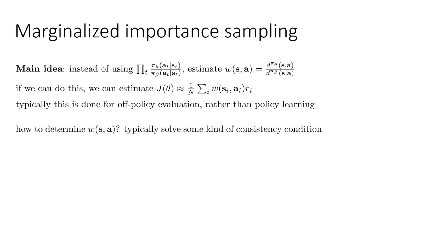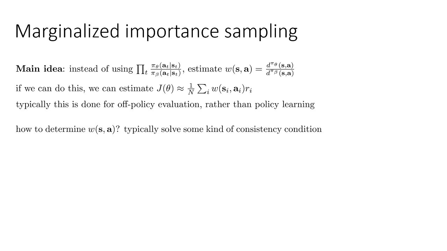So the biggest challenge with this is, of course, how to determine W(s,a). And typically, since we don't know the state marginals of either our policy or the behavior policy, what we would typically do is write down some kind of consistency condition on W and then solve that consistency condition. You can think of this consistency condition as kind of the equivalent of the Bellman equation, but for importance weights.